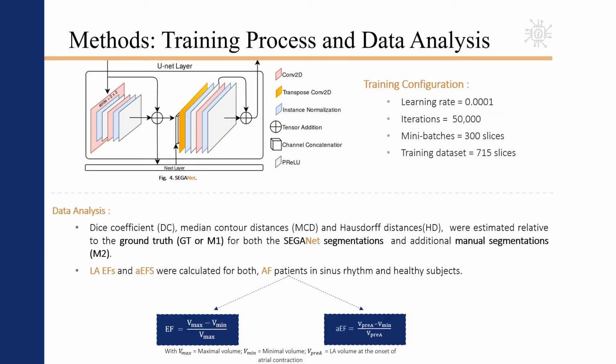SEGANet was trained during 5,000 iterations with a training dataset of 750 slices. After the training process, in order to measure the segmentation quality, measures such as the Dice coefficient, mean contour distance, and Hausdorff distance were estimated relative to the ground truth and additional manual segmentations. Finally, the LAEF and AAF were calculated for both AF patients and healthy subjects from these segmentations.